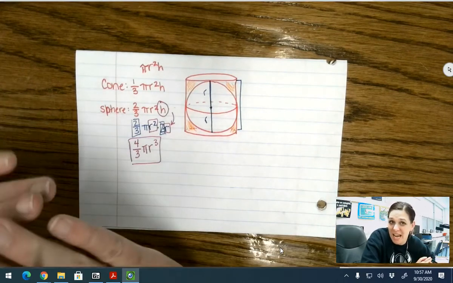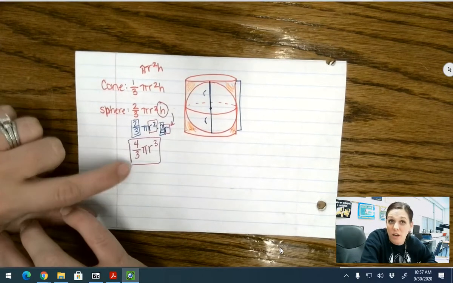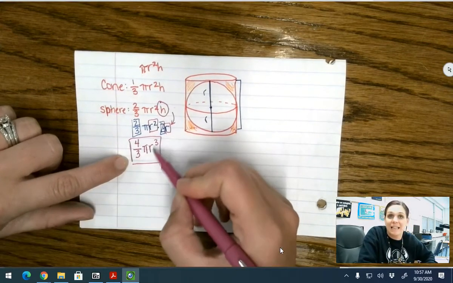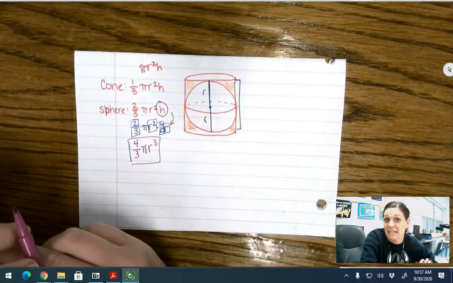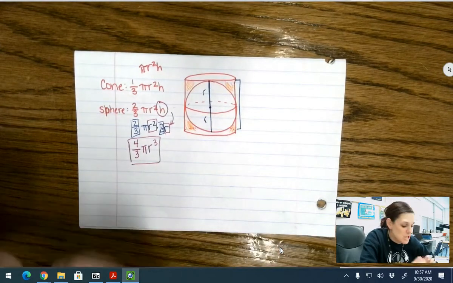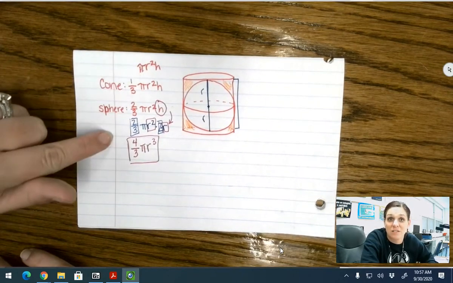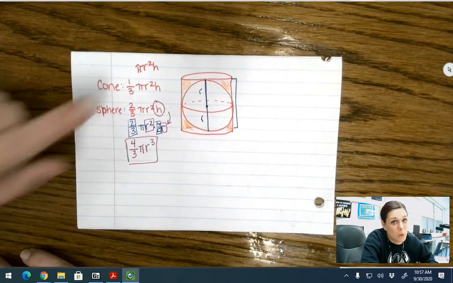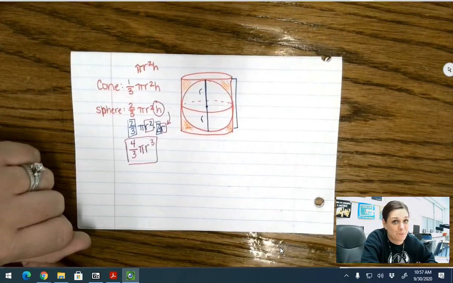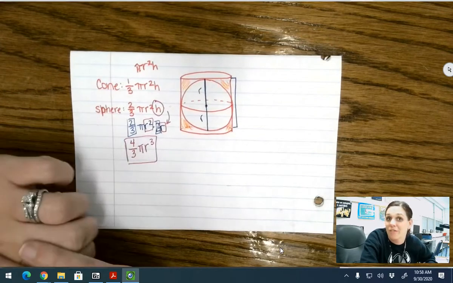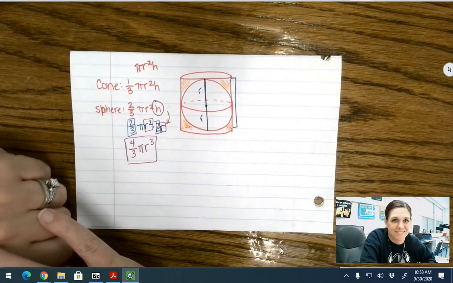So understand, although it is 1 1/3, it's 4/3, that does not make it bigger than a cylinder. It just means I eliminated the height and combined it in. Okay, so again, cylinder is the biggest, sphere is second, and cone is third. Okay, so let's go ahead then and see how we find the volume of a sphere.